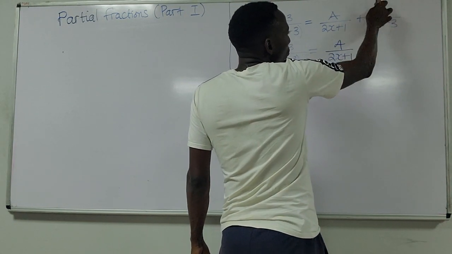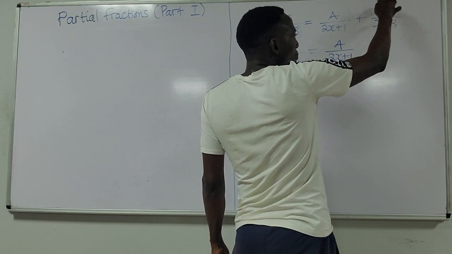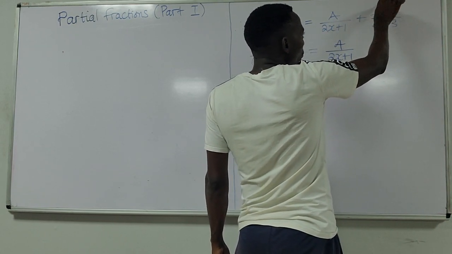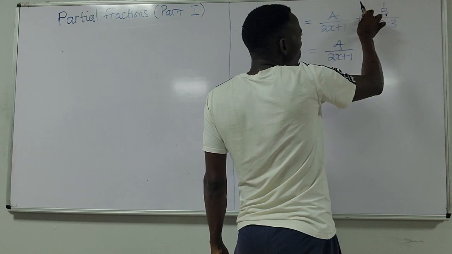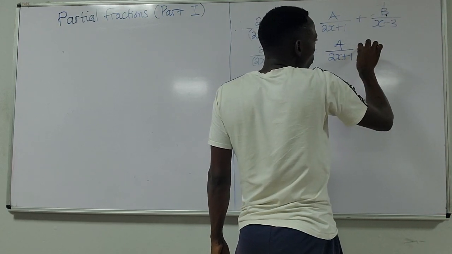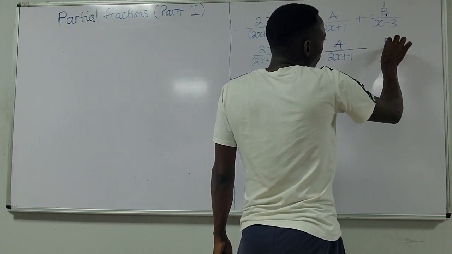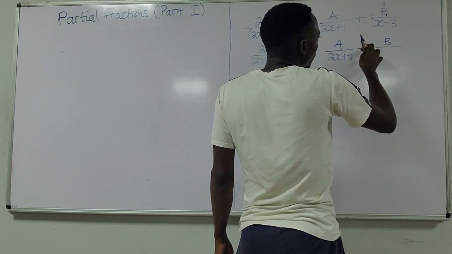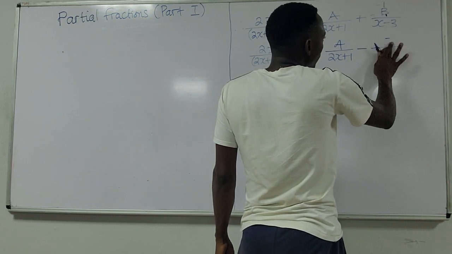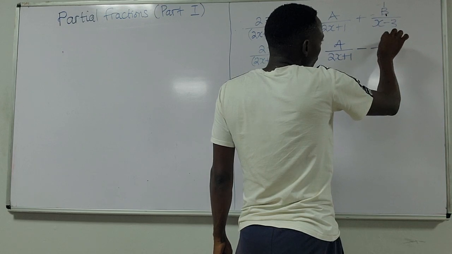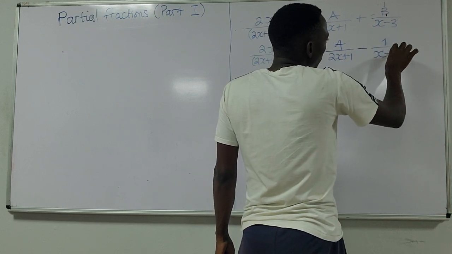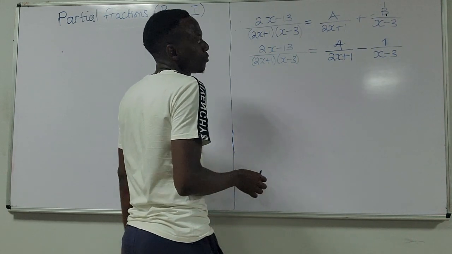We found negative B is equal to negative 1. So it means that if we put negative 1 here, negative times positive is negative. So we're going to have negative B over negative 1 over x minus 3. So this is the solution for method 1.